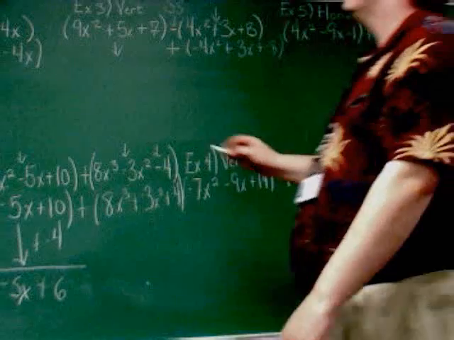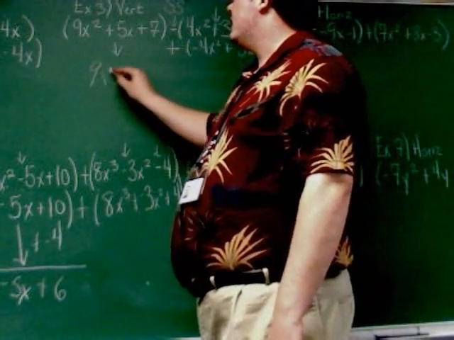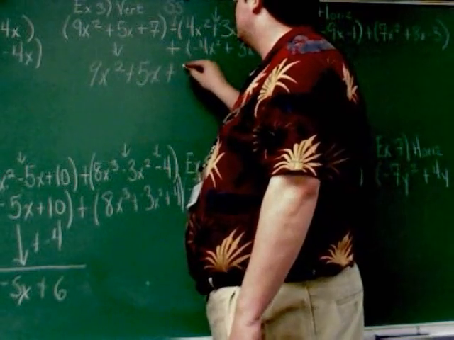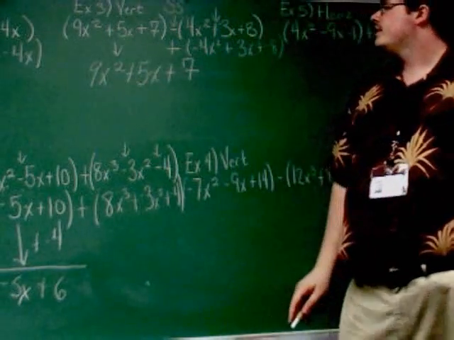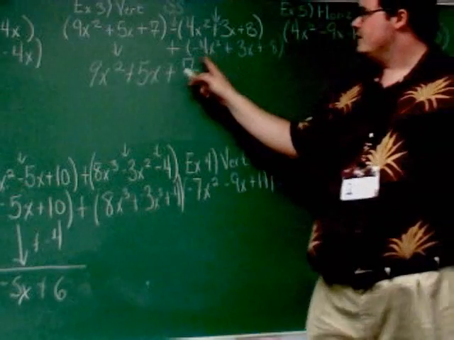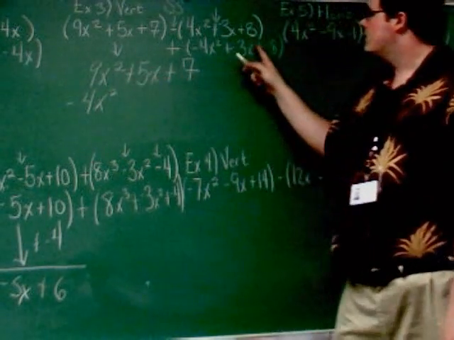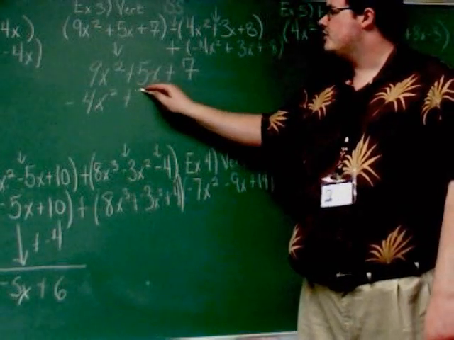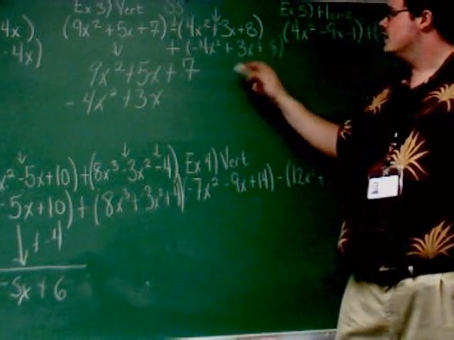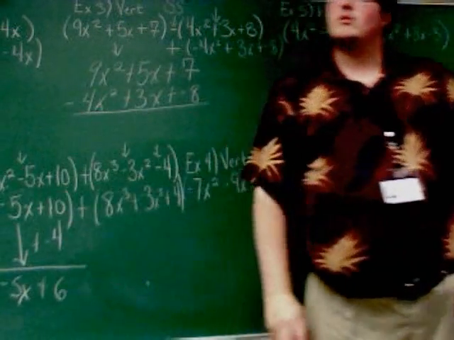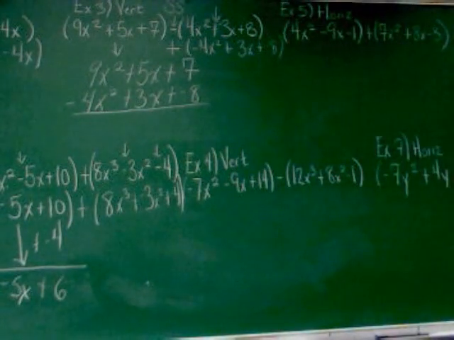Okay. So, got 9x squared plus 5x plus 7. I'm going to add to it negative 4x squared. So line up the x squareds. 3x, line it up with the 5x. And negative 8, line it up with the 7. It's not anything different than 1 and 2, it's just got the separating subtraction.